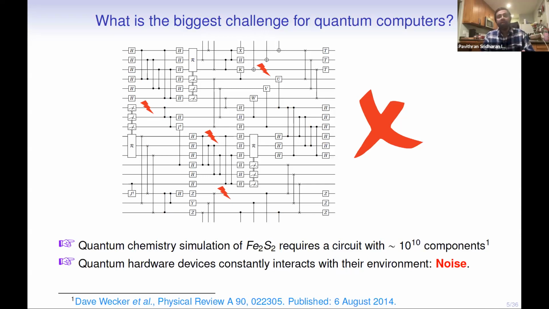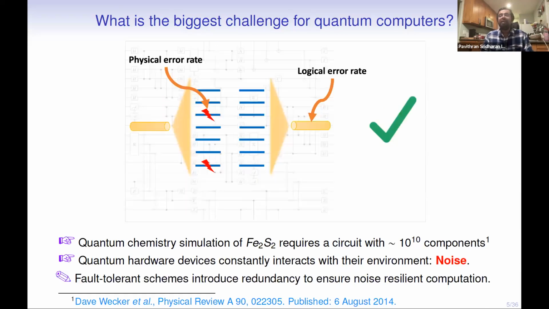So what is done in quantum error correction is that we can pictorially view each wire of this circuit not as a single wire, but as a cable that contains several wires, several physical qubits.